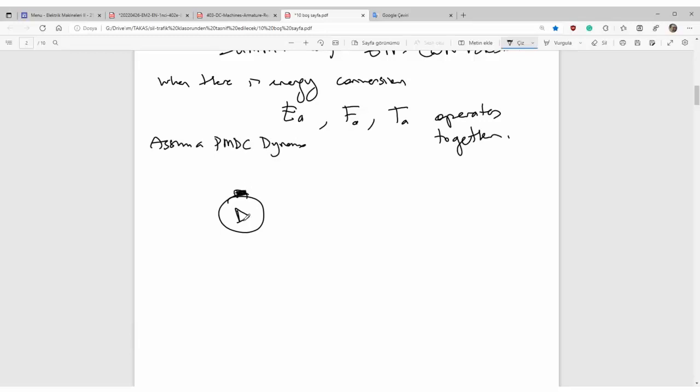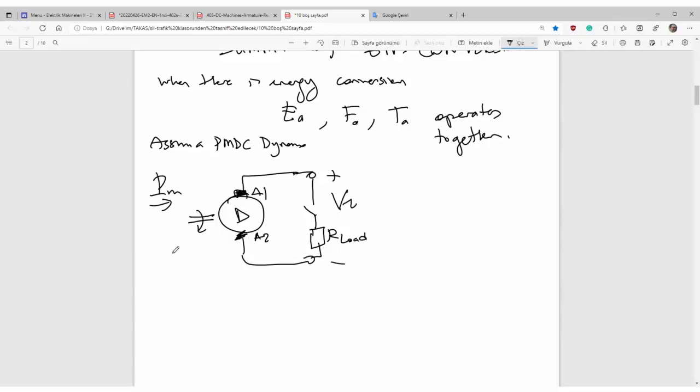Here's the armature. Let's say A1 and A2 in new terminology. Here are the terminals and here's a load, but there's a switch. That is our load. Here is the terminal voltage plus and minus. When you apply some mechanical power into the machine in terms of torque and angular speed, here's the shaft, you can convert that mechanical power into electric power by using a DC dynamo.